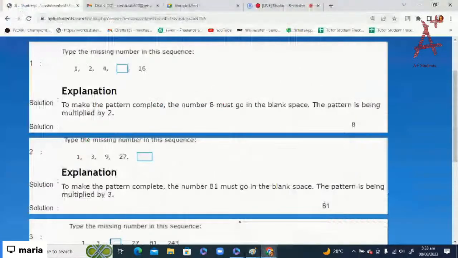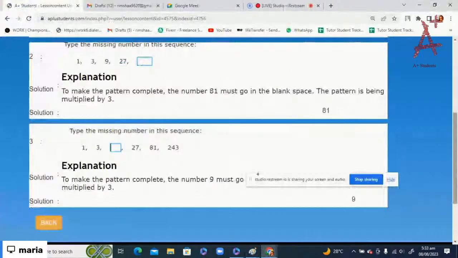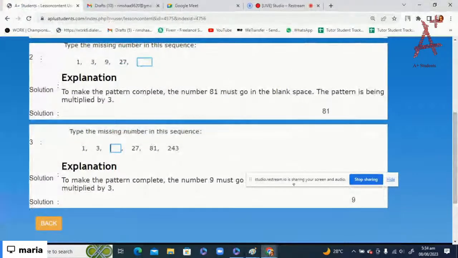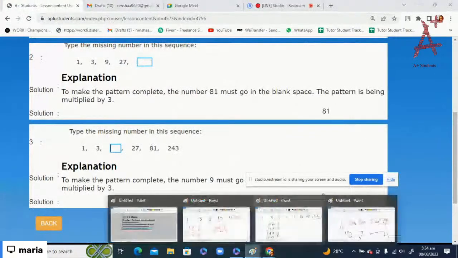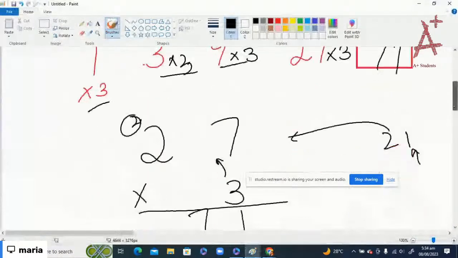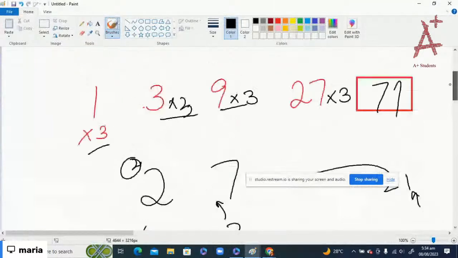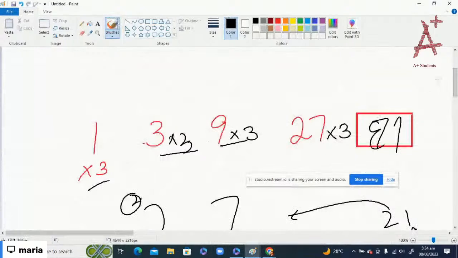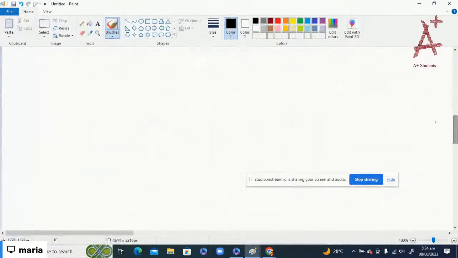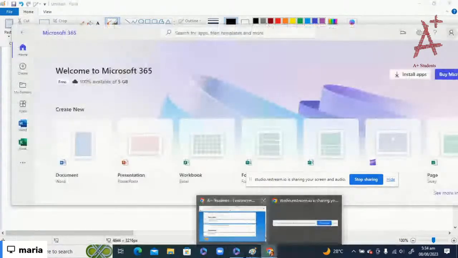Okay, let's do the next one. Let's write the next pattern: 1, 3, box, 27, 81.